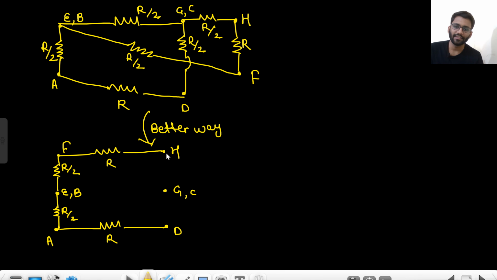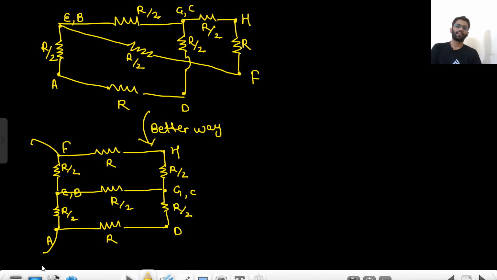So between H and GC we have R by 2. And between D and GC we have R by 2. And now between EB and GC, we have R by 2. This looks like a better way, right? And across that we have to calculate the equivalent resistance.